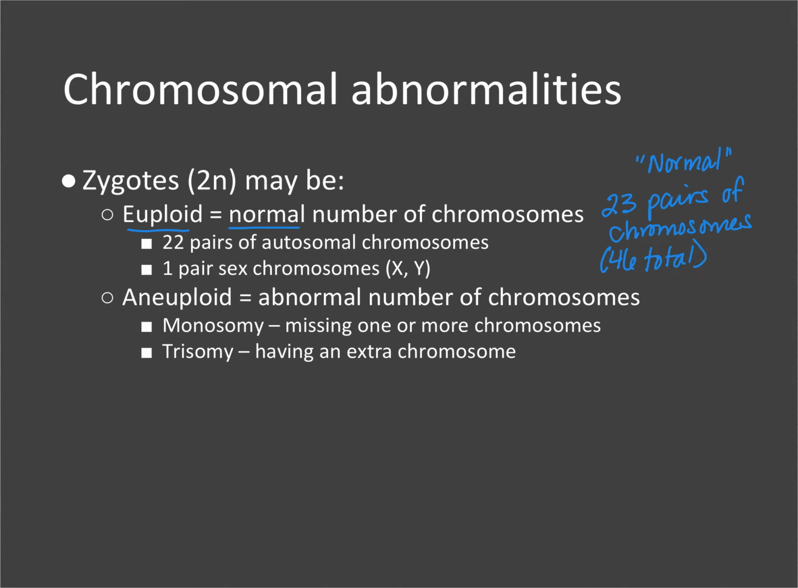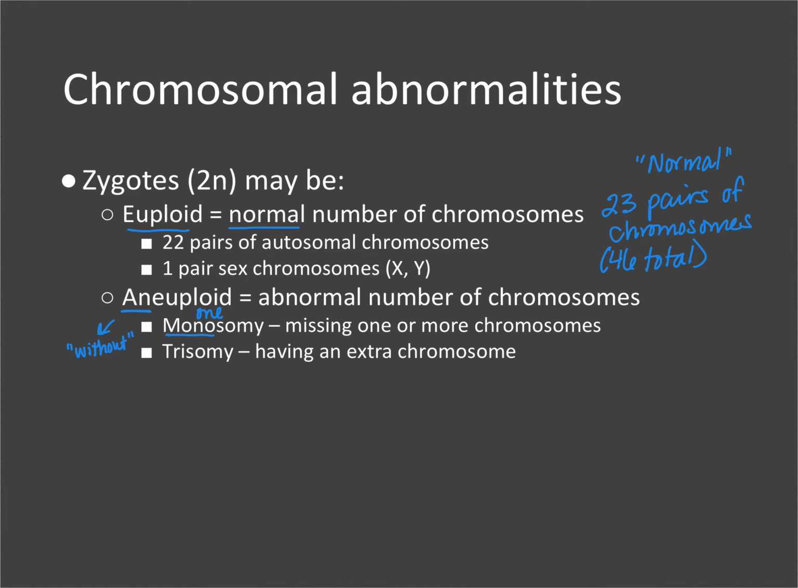Now, aneuploid, and anytime you see this AN, it usually means without. This is a Latin term. So aneuploid means a zygote that does not have the proper number of chromosomes in it. And there are some different conditions that can happen with regards to that. So first of all, we could have something called monosomy, and mono means one. Monosomy means that an individual does not inherit 2 copies of a chromosome, they only get 1 copy.